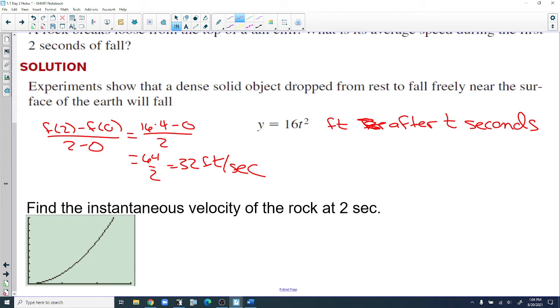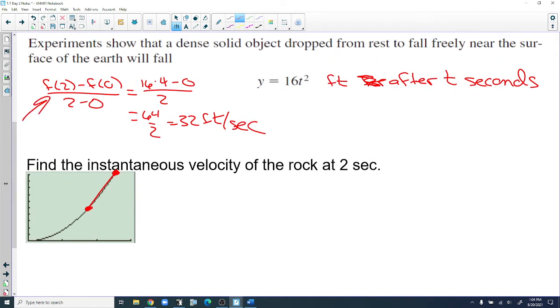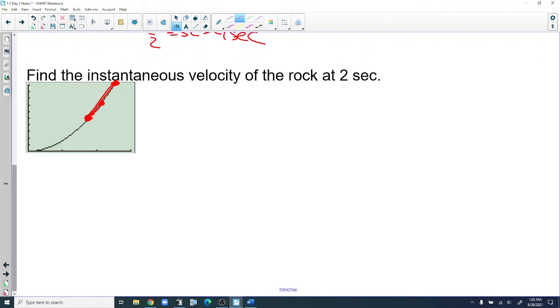Find the instantaneous velocity of the rock at 2 seconds. Well, what we could do is we could say we're going to do the average velocity from 2 to 3 seconds, which is really the slope of the secant line, because that's just slope, y2 minus y1 over x2 minus x1. We could go from 2 seconds to 3 seconds and say, well, that's the instantaneous velocity. Or we could go from 2 to 2.5, or 2 to 2.1, or 2 to 2.01. Do the average velocity for that and then call it the instantaneous velocity. But we can even do better than that.